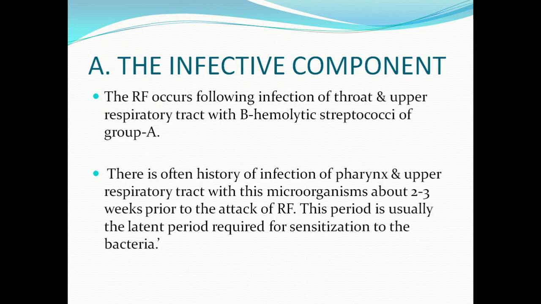So first is the infective component. Rheumatic fever occurs following infection of the throat and upper respiratory tract with beta hemolytic streptococci of group A. There is often a history of infection of the pharynx and upper respiratory tract with these microorganisms about 2 to 3 weeks prior to the attack of rheumatic fever. This period is usually the latent period required for sensitization to the bacteria. So in the infective component, the most common agent is beta hemolytic streptococci of group A, and it takes 2 to 3 weeks for the clinical manifestations.